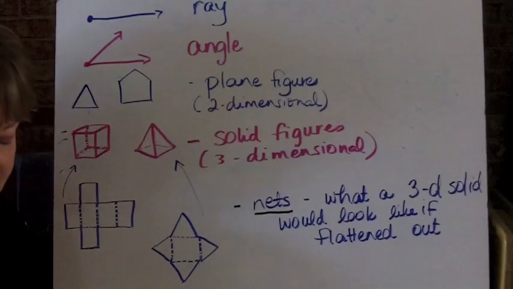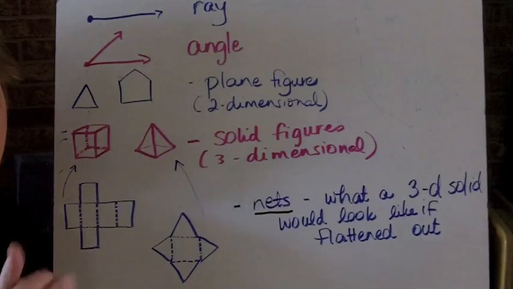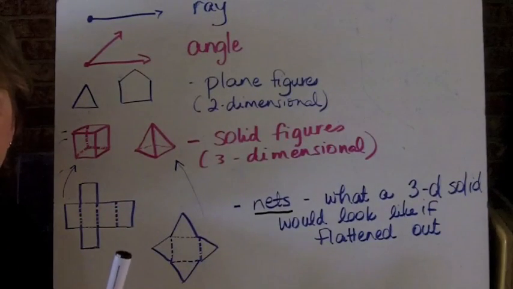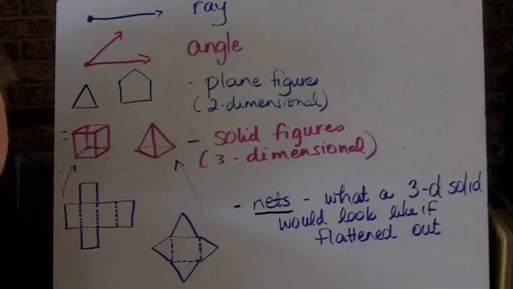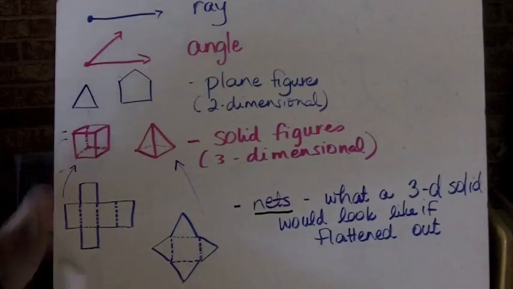And sometimes you see those, and you may have done some where you've cut it out from a sheet of paper and you folded it up to make a 3D object. That's called a net.